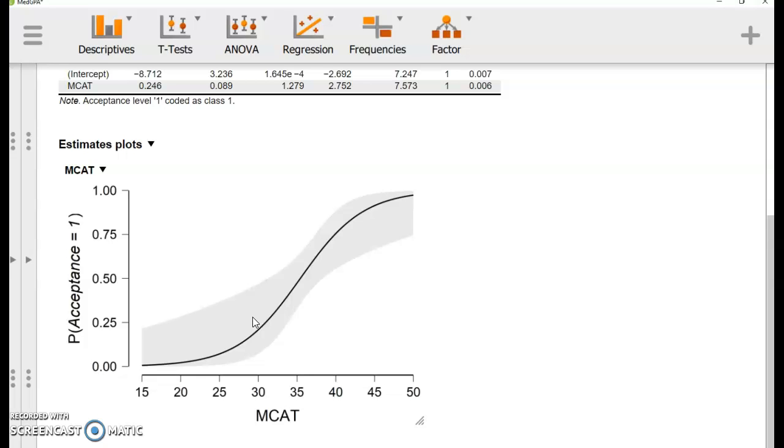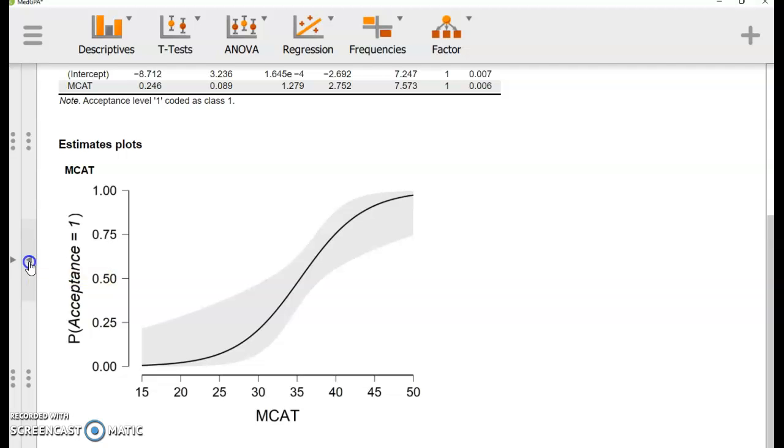So let's take a look at parts C and D. For C, we have an MCAT score of 40, and we want to know the probability of acceptance. Well, if we follow that 40 up right here, we can see that we are somewhere in the upper 70s in terms of acceptance. 76% is what we would get once we plug 40 into either of the logistic regression equations we got in part A.